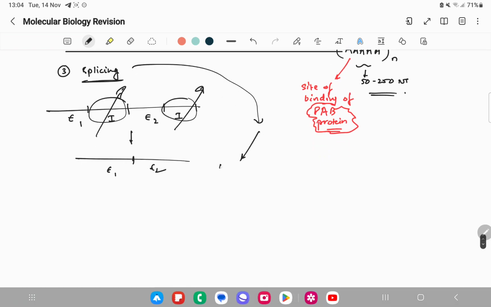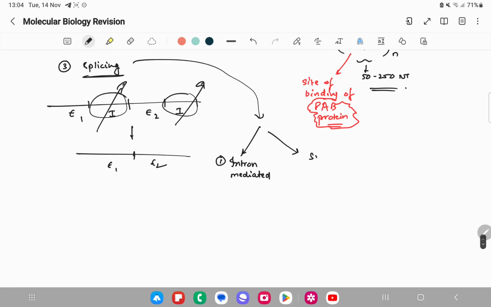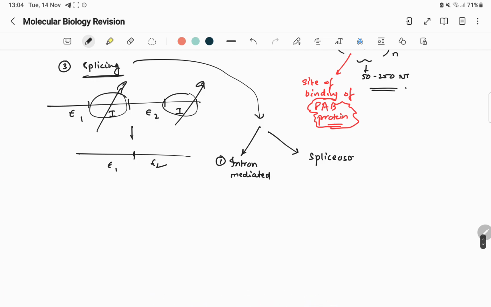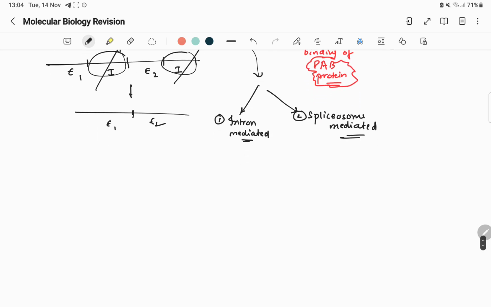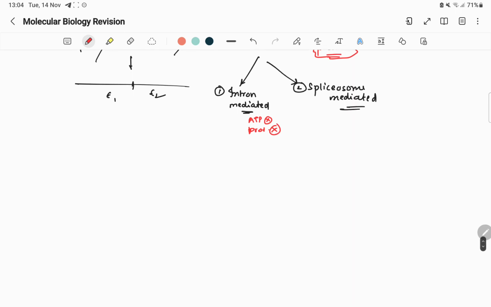One is intron mediated splicing, and another one is spliceosome mediated. Intron mediated splicing doesn't require any ATP or proteins or factors. ATP is not required, proteins and factors are not required. Nothing is required. First, this is a 5' end, this is a 3' end.